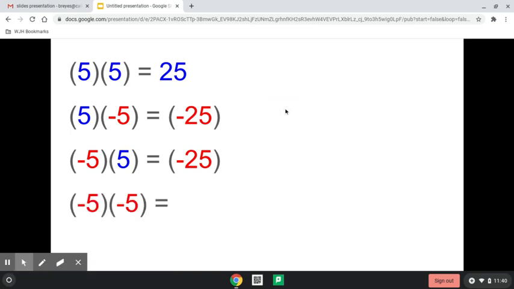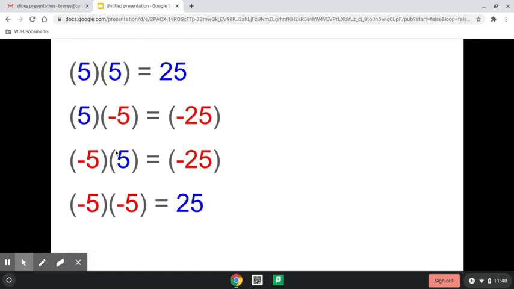So how about this one is actually new? We haven't talked about it yet, but can you guess maybe? Negative 5 times negative 5. Is that going to be 25 or negative 25? So it's actually going to be 25. So a negative times a negative is going to equal a positive.